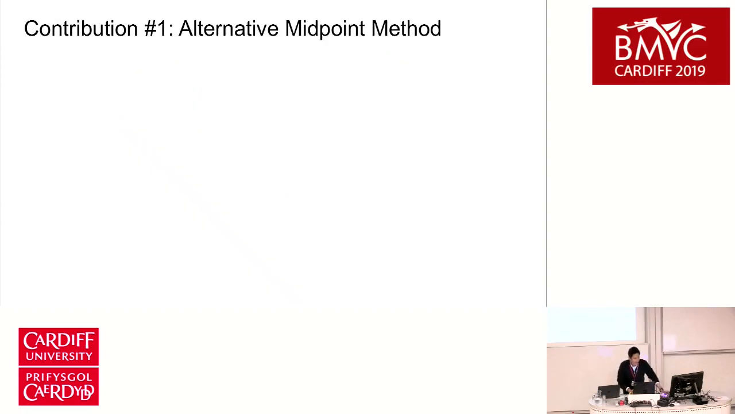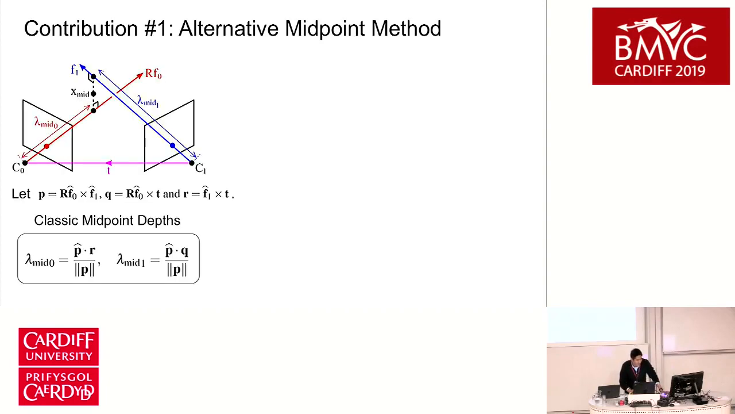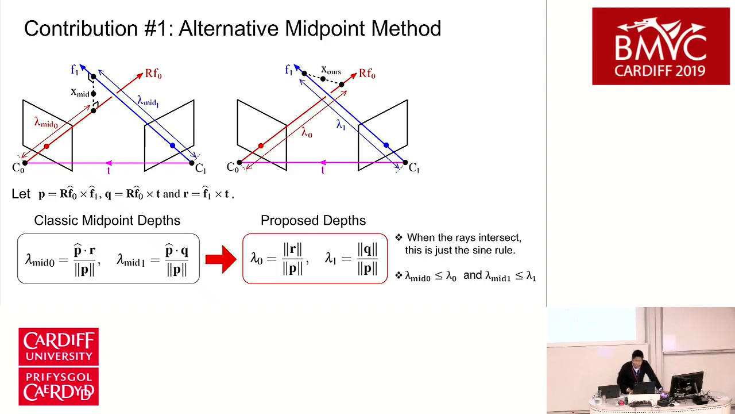Now, with that in mind, our first contribution is that we propose an alternative midpoint method. The classic midpoint method finds the closest pair of points on each ray, from which the midpoint is extracted. And the depths of these two points are given by the equation here. Now, what we propose is to modify these depths like this. Notice that the only difference is in the numerator.